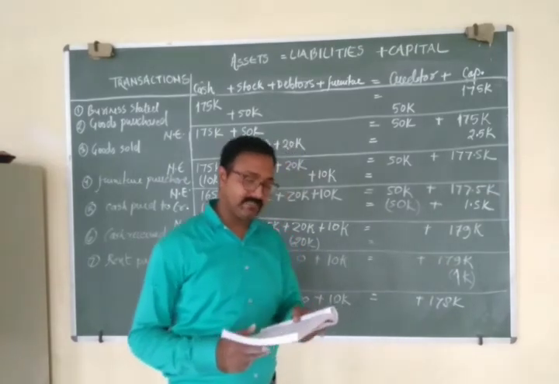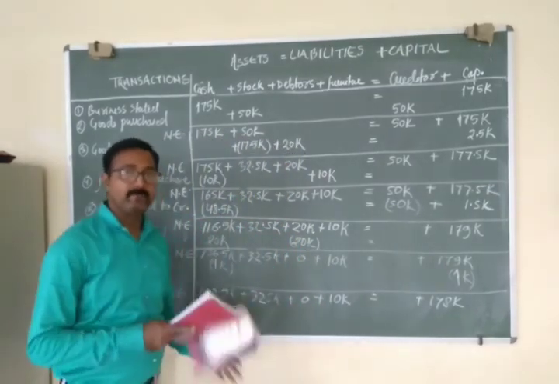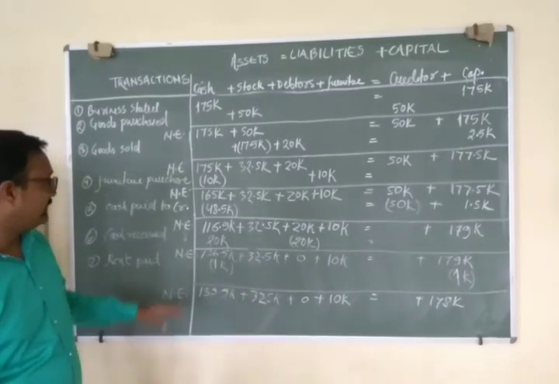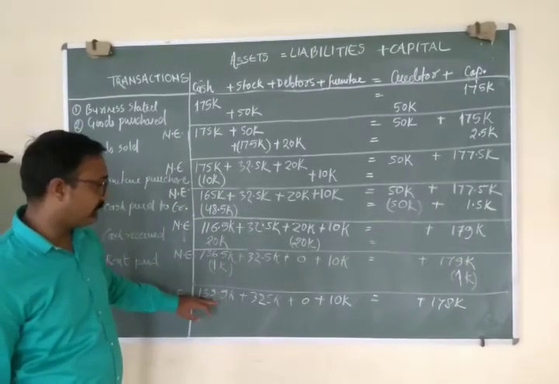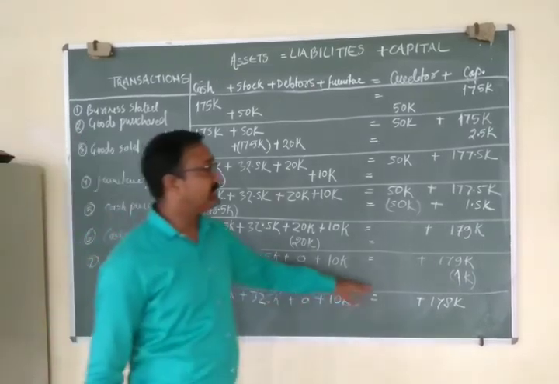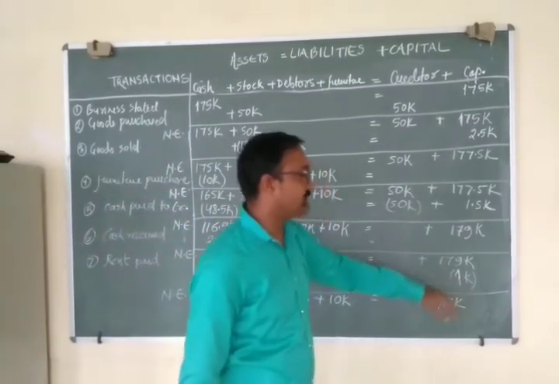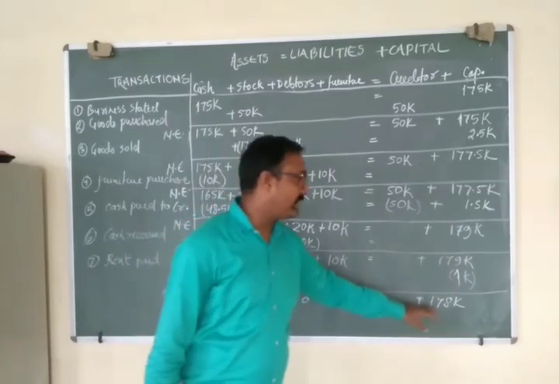The last transaction is rent paid 1,000. So rent paid of 1,000 will decrease our cash by 1,000 rupees, so it will be 135.5. And along with this it will decrease our capital by 1,000. So it will be 1,78,000.